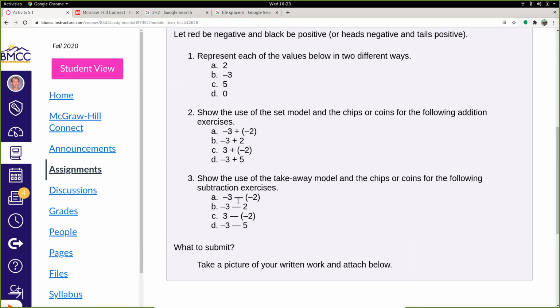So -3 minus -2, -3 minus 2, 3 minus -2, -3 minus 5. And again, for each of these, you got to show a takeaway. Okay, I know that you've learned the algorithm where we change the signs on the paper, but that would change the problem to addition. For number 3, I don't want to see any addition modeling. It's got to be subtraction.